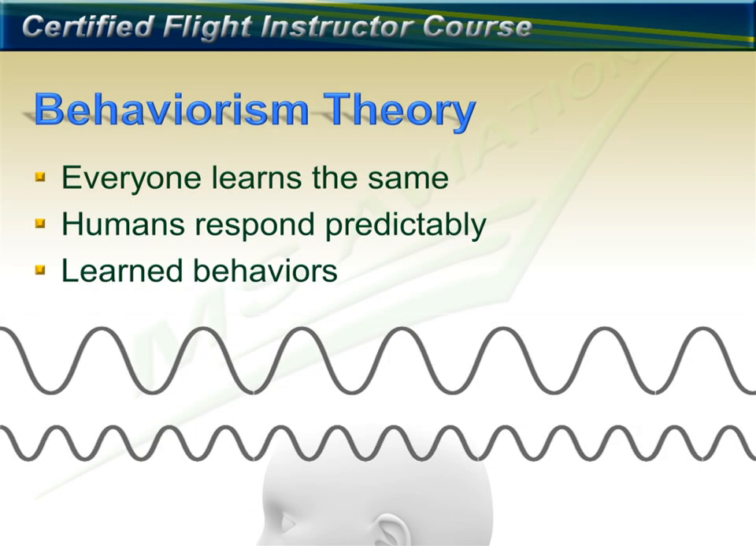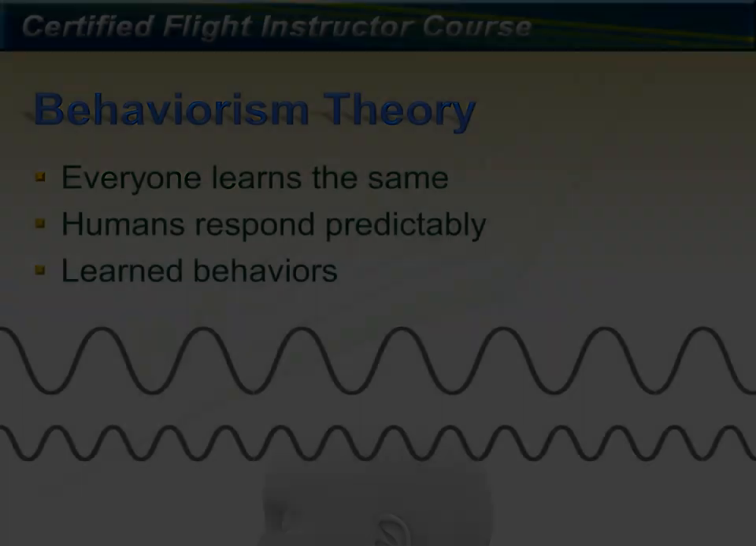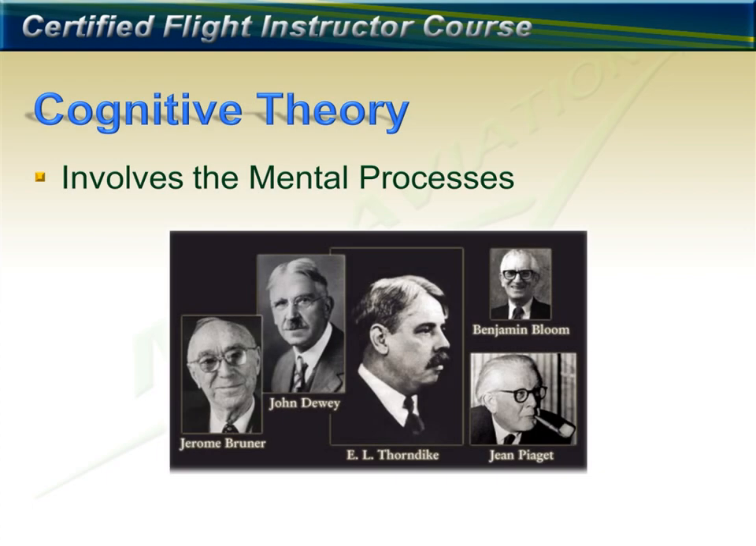There are two theories about learning. We will first consider behaviorism theory. Behaviorism theory suggests that all humans learn in basically the same manner and will respond to their environment in predictable ways. It is also thought that behaviors can be learned. Cognitive theory involves mental processes such as decision-making and problem-solving, which are difficult, if not impossible, to observe and measure. It is difficult and sometimes impossible to determine if learning has taken place.